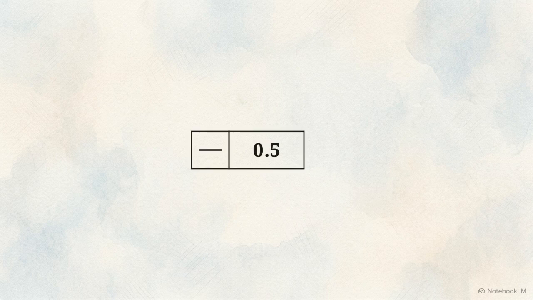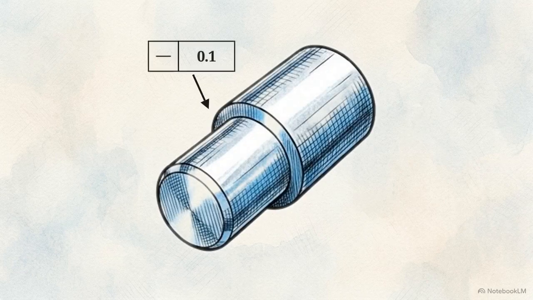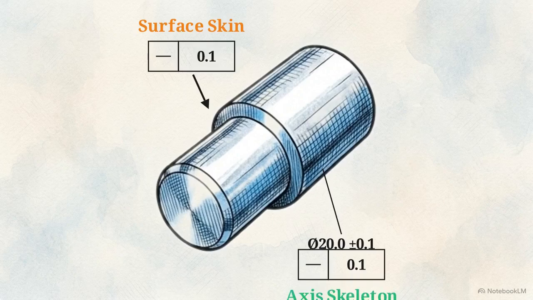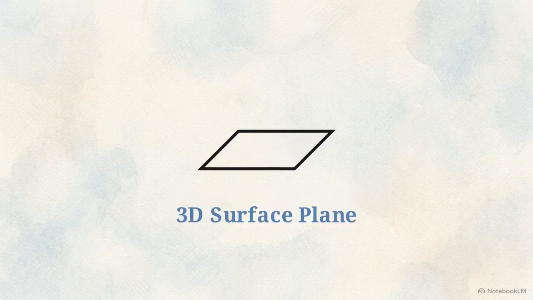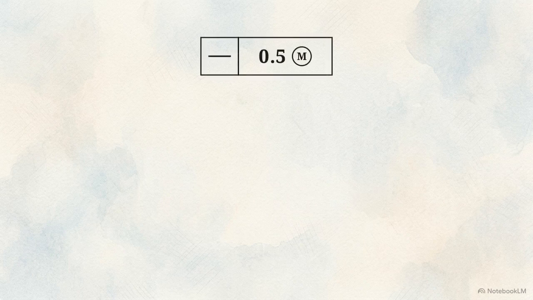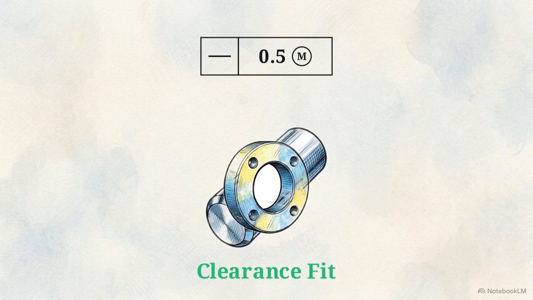The fastest way to break a drawing is incorrectly adding a datum reference to a form control. Straightness only checks a feature against itself, so datums are invalid. The next error is confusing the leader placement. A leader pointing at the surface controls the 2D skin. A frame attached to the dimension controls the 3D skeleton. Next, ensure you are not using the 2D straightness line when the part requires the 3D flatness parallelogram. Finally, never apply a material modifier unless your specific functional intent is a clearance fit.